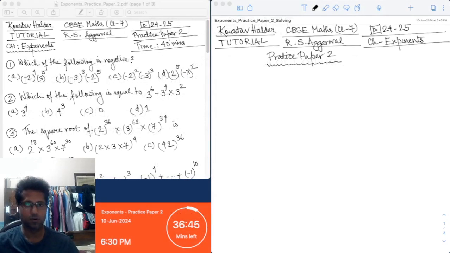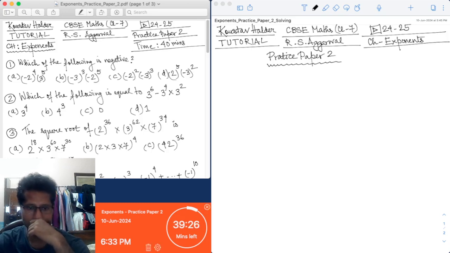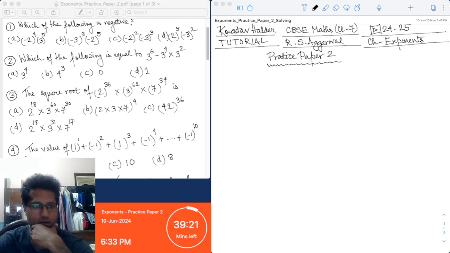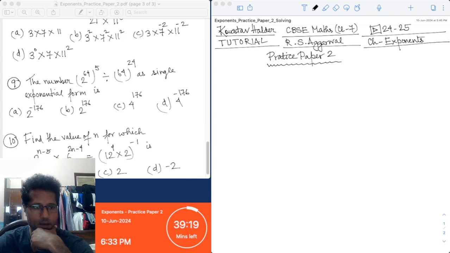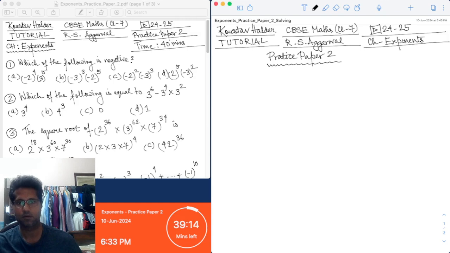Okay, so let me first set the timer to 40 minutes. Approximately it is 40 minutes remaining. So let's start solving the problems. I have the test paper on the left hand side. There are 10 questions as you can see, and I will solve the questions on the right hand side. So let's start solving.